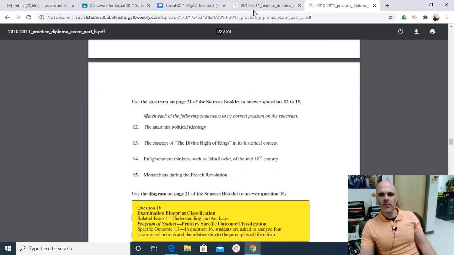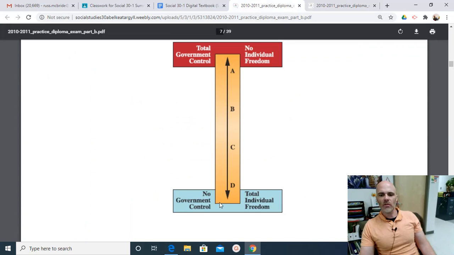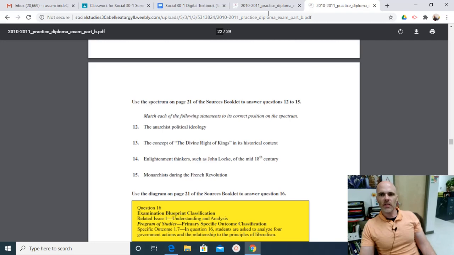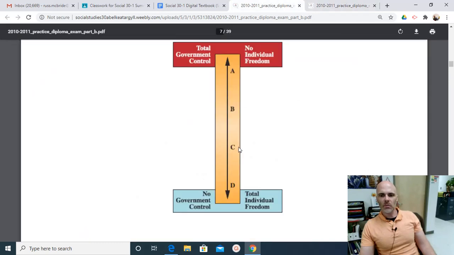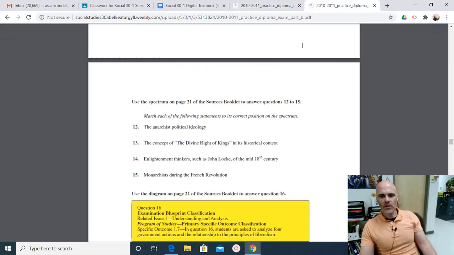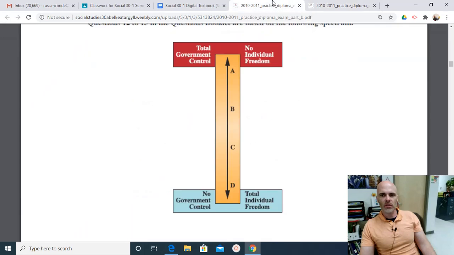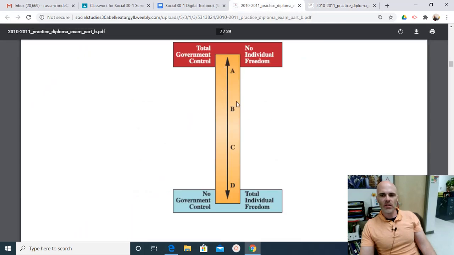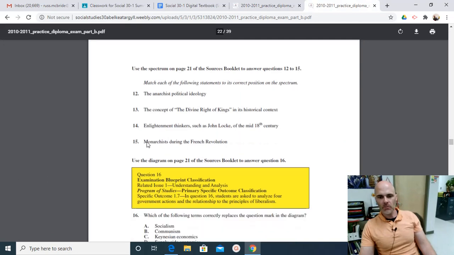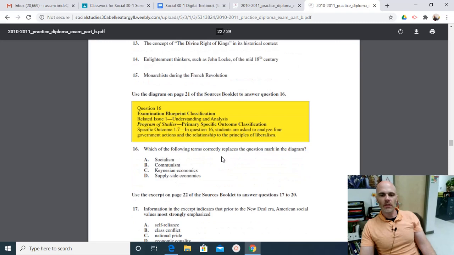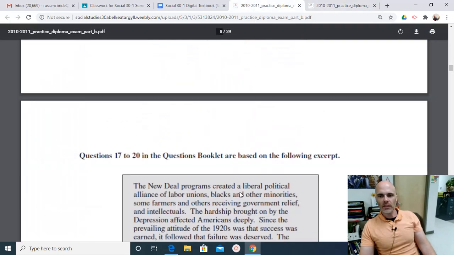So the anarchist political ideology, anarchy says, I don't want a government, so they'd be there. The concept of the divine right of kings, we like lots of government. Enlightenment thinkers, we said probably over here, more freedom than control. And monarchists during the French Revolution. Are they absolute monarchists or constitutional monarchists? I wish they would have clarified, but they don't, so they probably don't want to see the king killed. I'm going to go with this being before the execution of the king, probably early on. If they had put constitutional monarchist, that would have been a better one, and we might have been stuck with B. All right. We definitely did that one before.